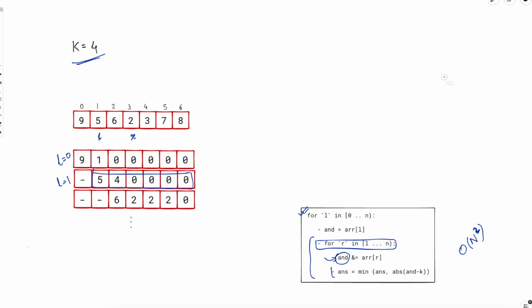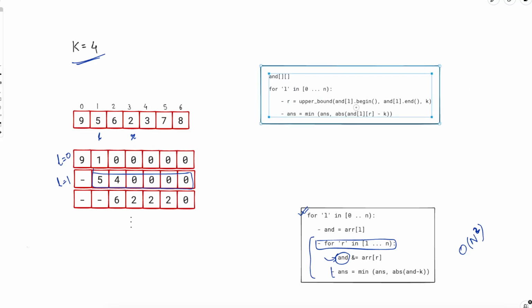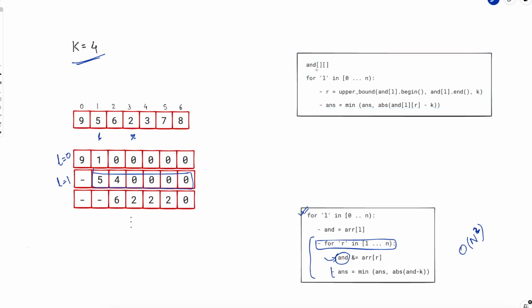So what will be the pseudocode? The pseudocode would look something like this. You will first build this AND array. How to build this AND array, we'll come to that. After that, we simply iterate over all the L. Now instead of iterating over all the R, we simply figure out R by doing a binary search over AND of L for the closest value to k, right?